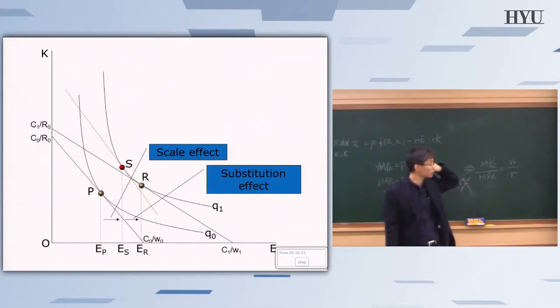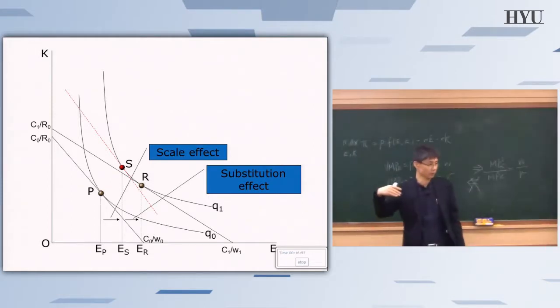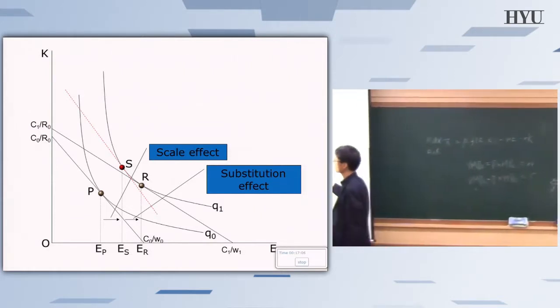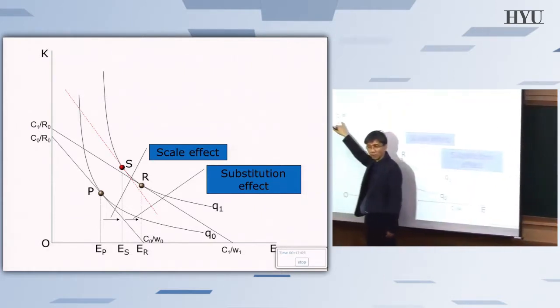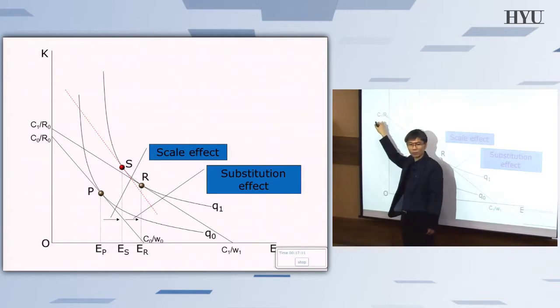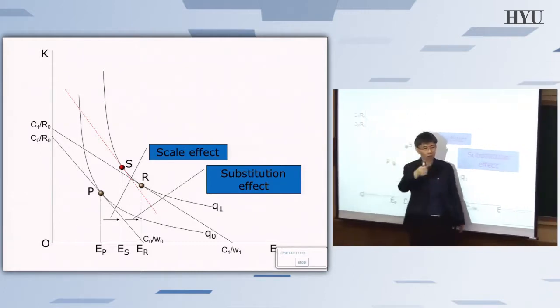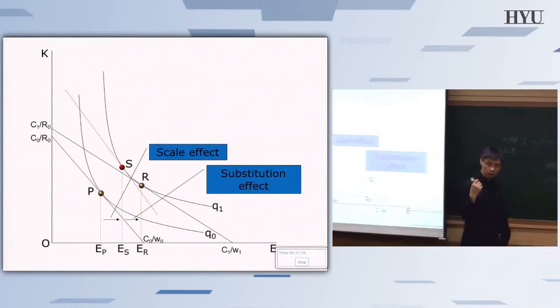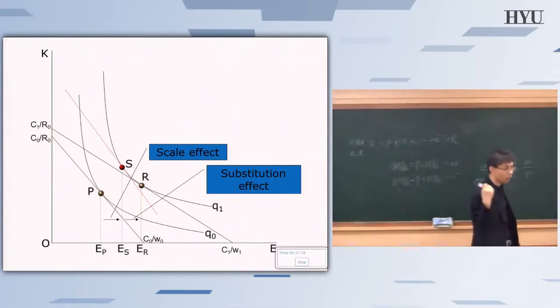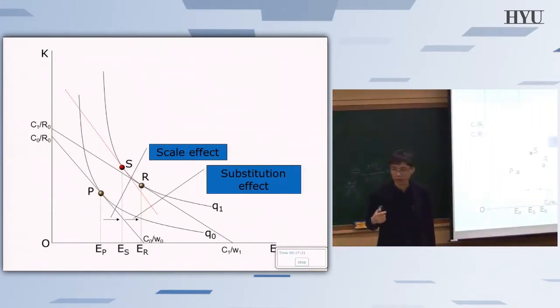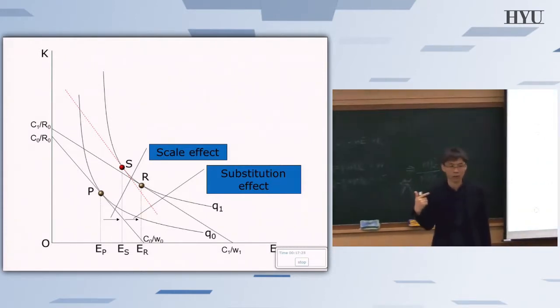Obviously, it depends on how big the scale effect is. If the scale effect is big enough, they produce a lot more, and it costs more to produce more. So it's not clear in this case whether cost will go down or go up. In the conditional labor demand, when the wage falls, we know for sure the cost will not go up. But in this case, it's not true. Cost may go up or go down.